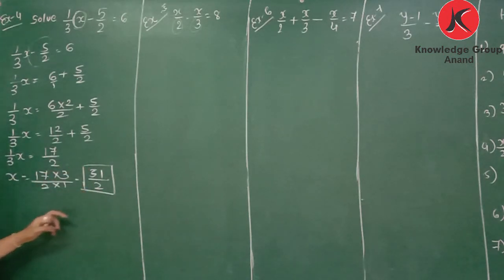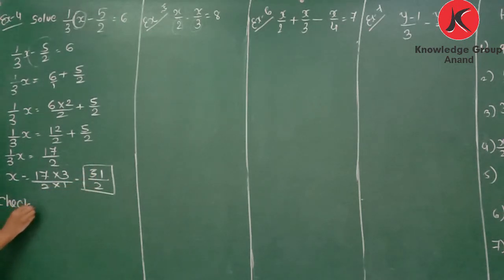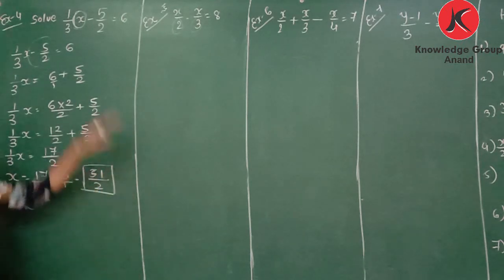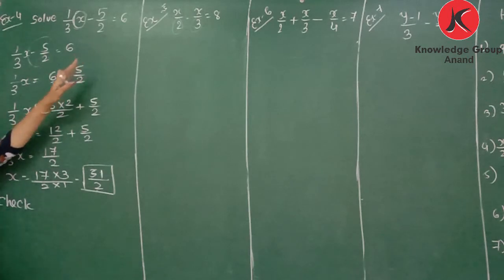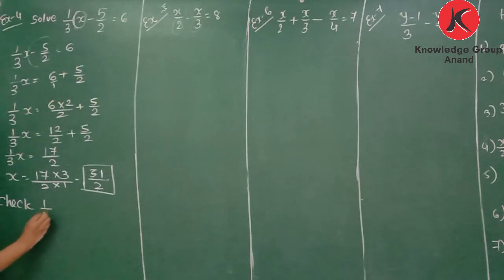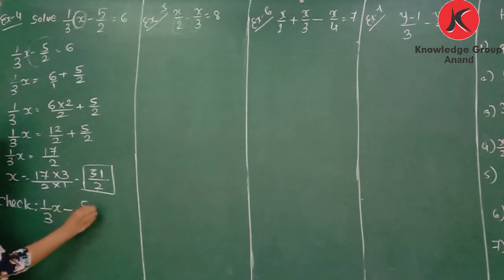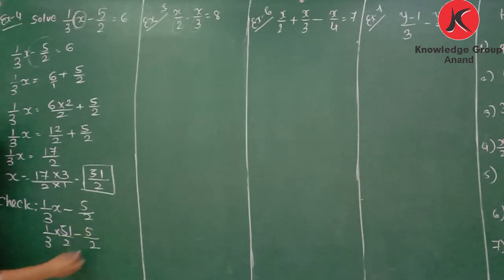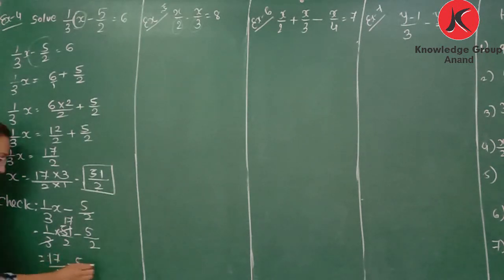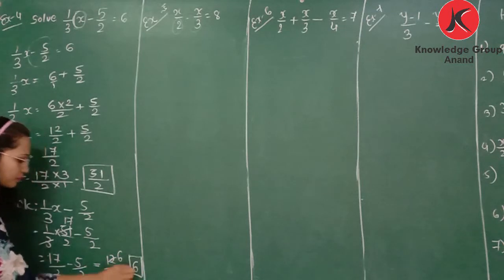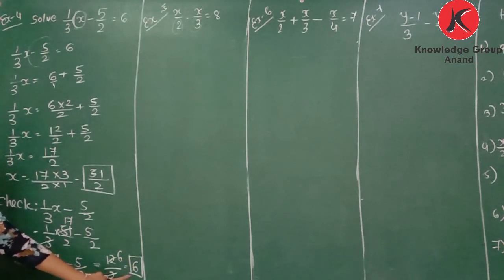Now you can check your answer, whether x is equal to 51 by 2 or not. By writing value of x is equal to 51 by 2 in left hand side, if we get right hand side, then our answer is correct. So we have 1 by 3x minus 5 by 2. Instead of x, you need to write 51 by 2 minus 5 by 2. Here you can cancel out, 17 3s are 51. So we have 17 by 2 minus 5 by 2. 17 minus 5, that is 12 by 2. You can cut the common factor, so answer is 6. Now we get right hand side, means our answer is correct.